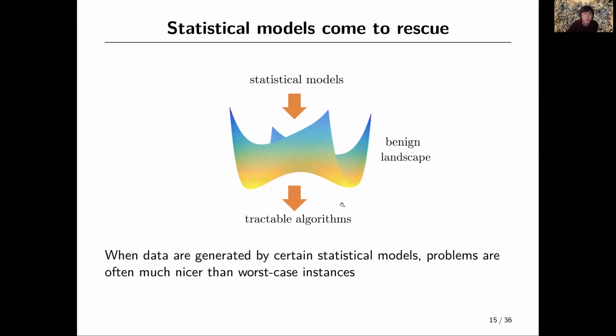There has been a quite recent line of work that tried to reconcile the gap between theory and practice, particularly by bringing into the picture the role of statistical models. What we are going to argue here is that the data we are facing in practice are typically not adversarial, but maybe are generated by certain statistical models, at least some postulated ones, so that we can actually argue about the average case performance of these problems, which can sometimes turn out to have much more benign landscapes in terms of optimization. And so even with very simple algorithms, we can actually solve this problem very efficiently.